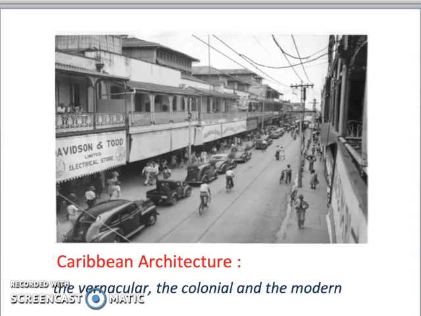Welcome to this screencast on Caribbean architecture. We're going to be looking at the vernacular, the colonial, and the modern, and how these styles or periods are reflected in the architecture in Trinidad.